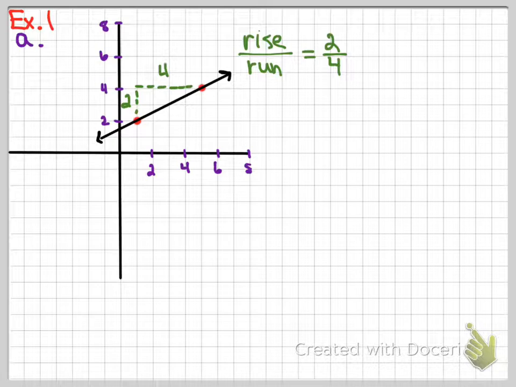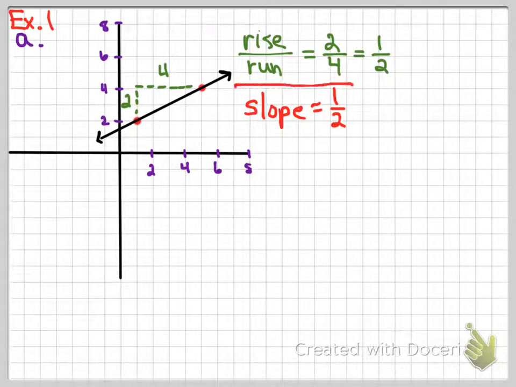Now, anytime you have a fraction that can be reduced, you want to go ahead and reduce it. All right, so I would say that my slope is 1/2. Okay, so again, it's rise over run. Rise over run, so my slope is 1/2.